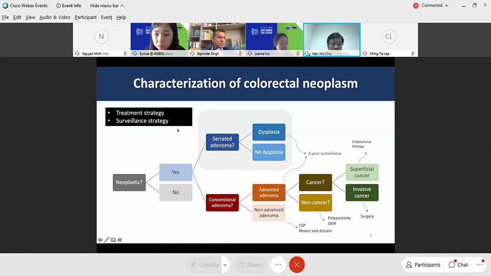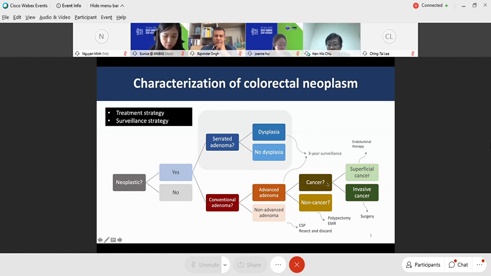So this slide shows the logistic workflow of diagnosing colorectal neoplasm in our practice. So IEE modality is used in differentiating neoplastic from non-neoplastic lesions. Then we can differentiate cancerous from non-cancerous lesions, or differentiate conventional adenoma from sessile serrated lesion, and identify dysplasia or advanced histology or even diagnose cancer.